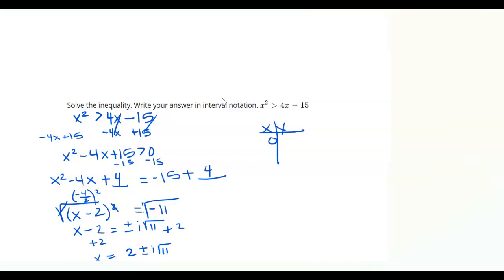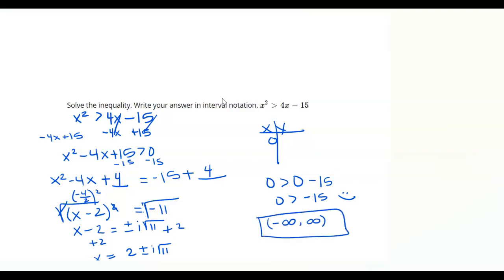So if we plug in 0, x squared is just 0, greater than 4 times 0, which is 0, minus 15. So 0 is greater than negative 15, which is true. So because that's true, that tells us all real numbers are a solution to this inequality. And so our answer would just be negative infinity to infinity, just like that.